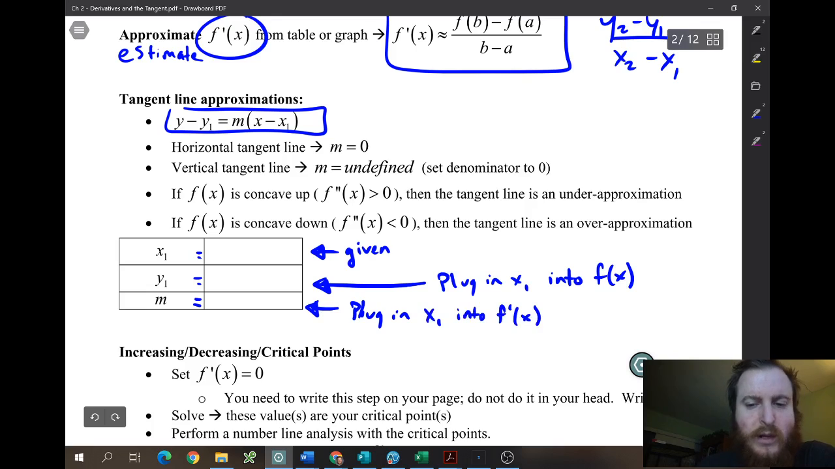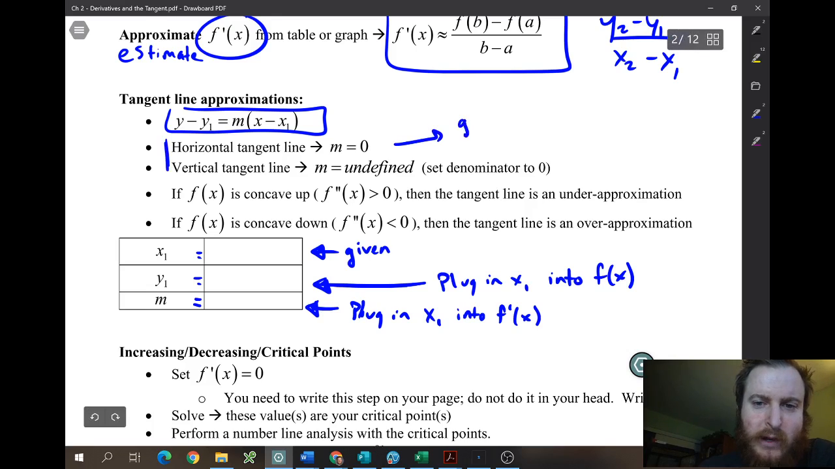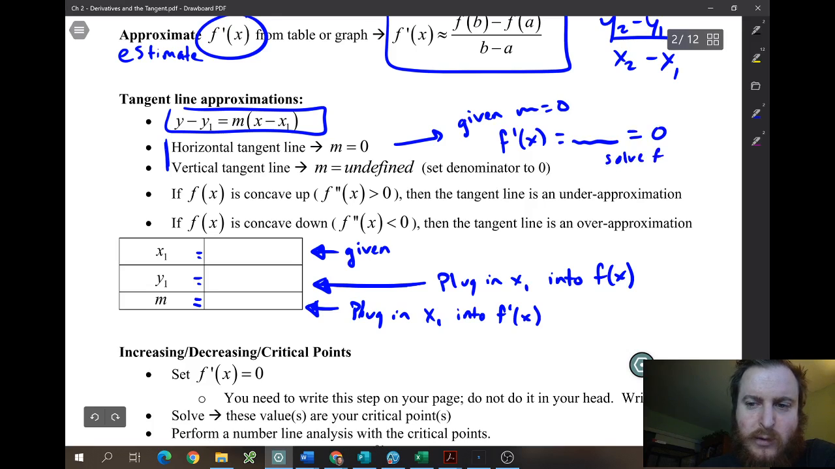However, once in a while, instead of giving you an x1, they'll tell you that it was a horizontal tangent or a vertical tangent. If they do that, you are given the m. So you're given m equals 0. And what you have to do is take the derivative, and whatever the derivative is, you set that equal to 0 to solve for x1. So those work a little bit backwards.